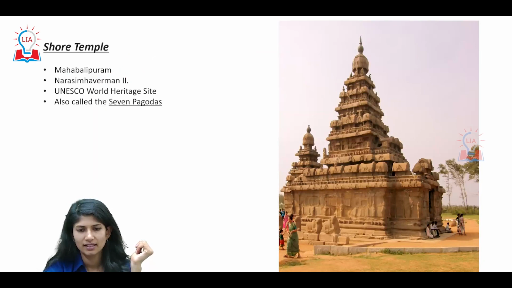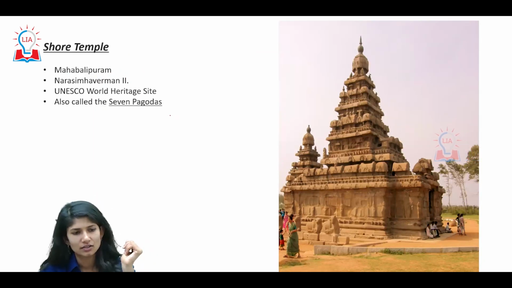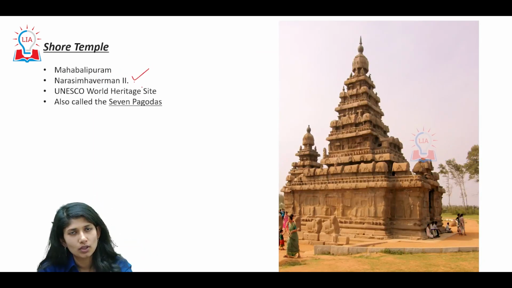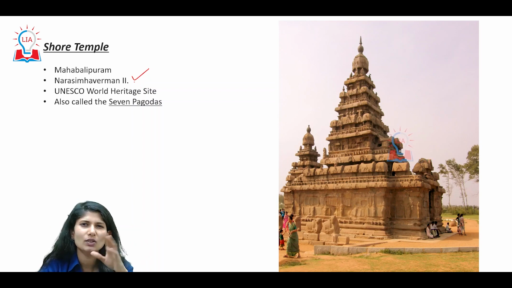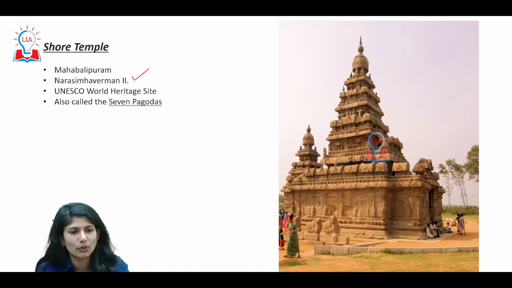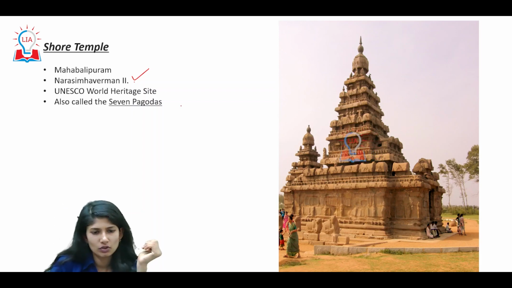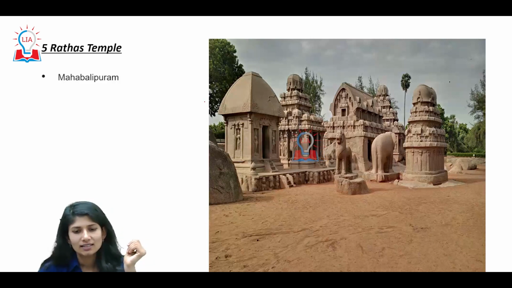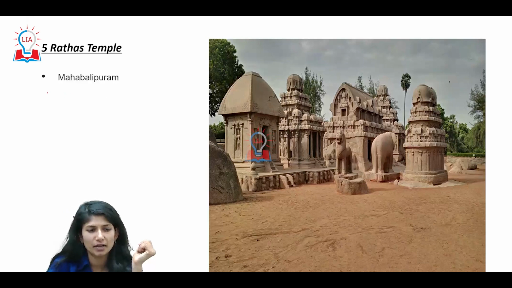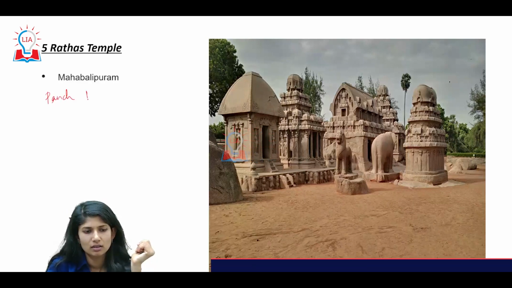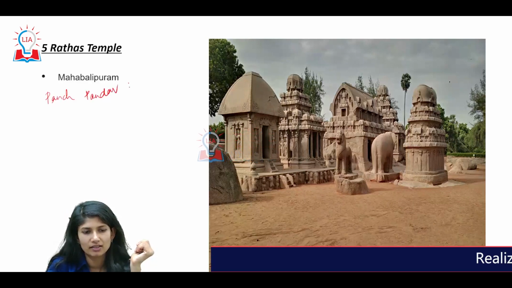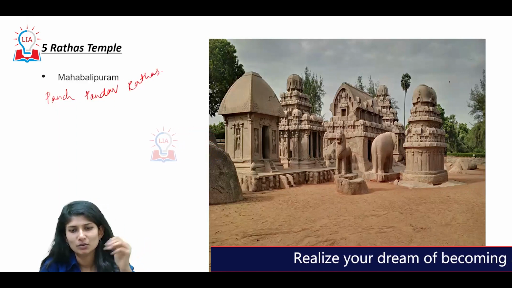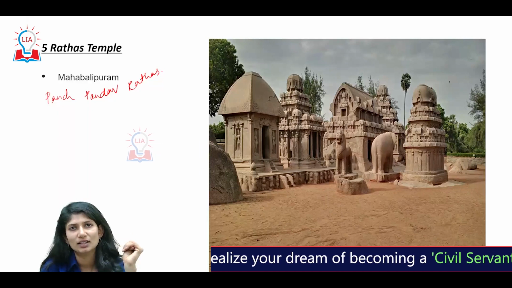Alright, next, look at this. This is the Shore Temple in Mahabalipuram, a UNESCO World Heritage Site, and it's also called your 7 pagodas. Moving on, look at this. This is the 5 rathas or Pancharatha temple or Pancha Pandava rathas. It is found in Mahabalipuram. This is one of the architectural wonders that we get to observe.